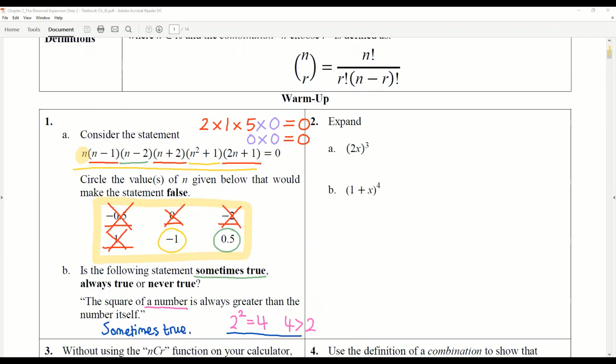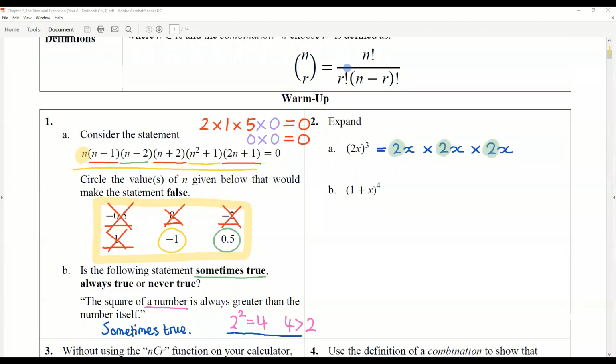it's 2x. Oh, I've got eraser again. 2x multiplied by 2x multiplied by 2x. 2x to the power 3. All right, so let's have a look at the coefficients of x. So we've got 2, 2, and 2, all multiplied together. All right, well, that's going to give us 8.